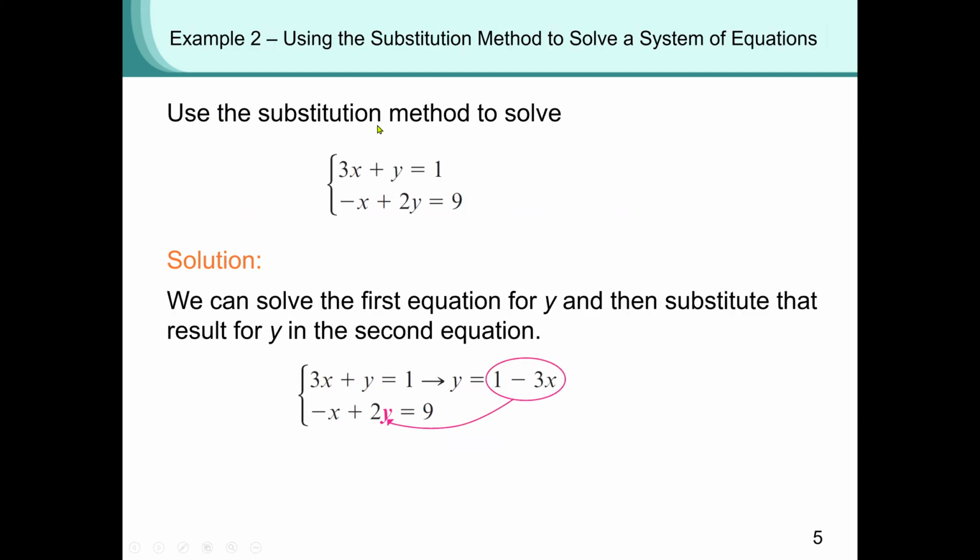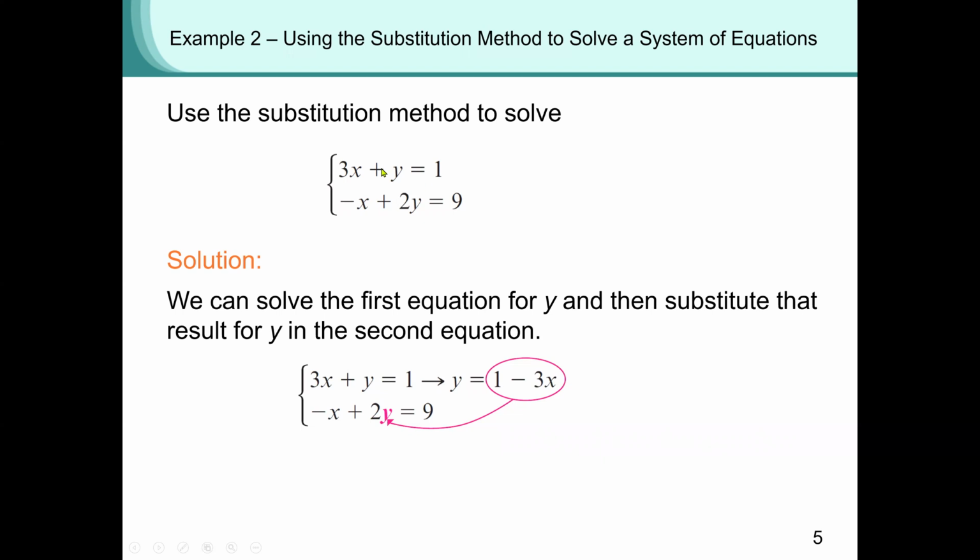So here we are going to use the substitution method to solve the following system of linear equations with two variables and two equations. So here we have 3x plus y equal to 1. And also we have minus x plus 2y equal to 9. To solve this problem means we need to solve for the values of x and y. Now we are going to use the substitution method.